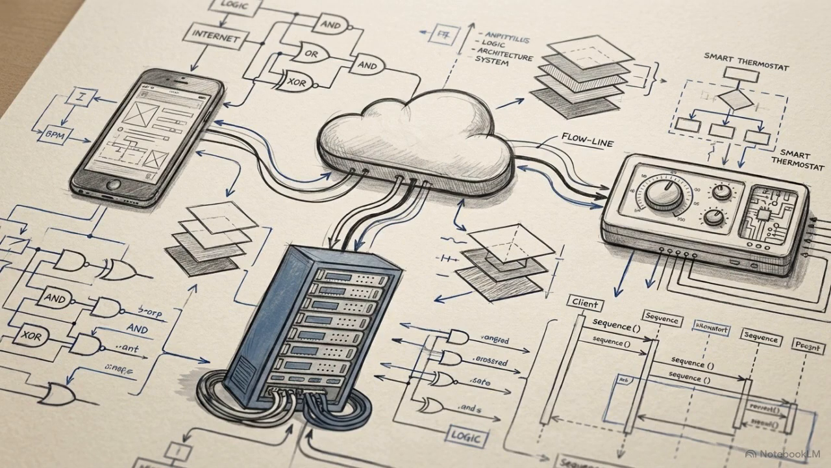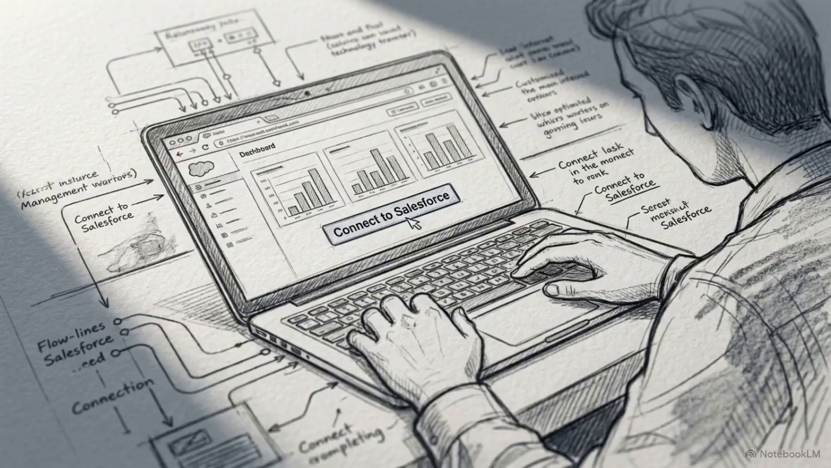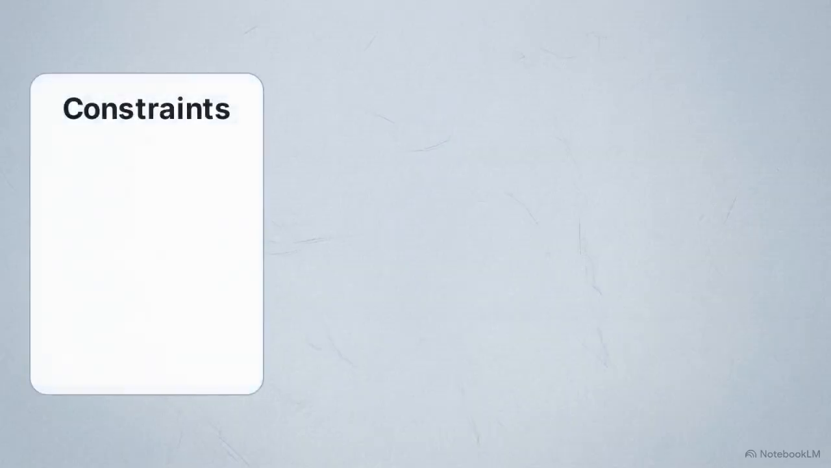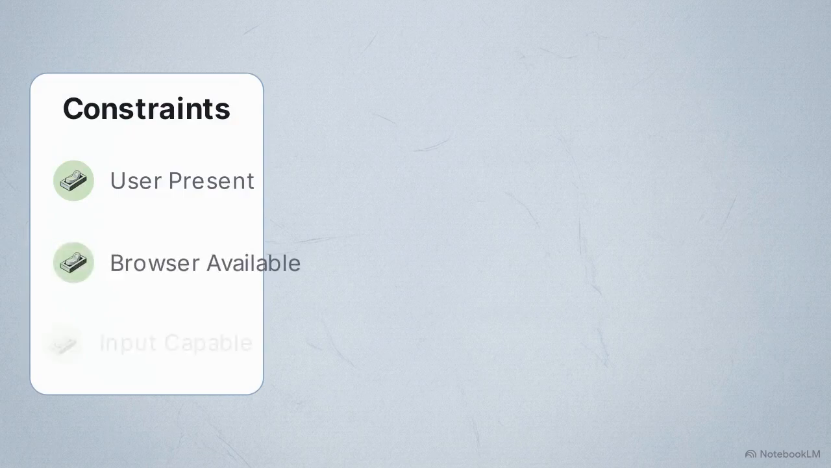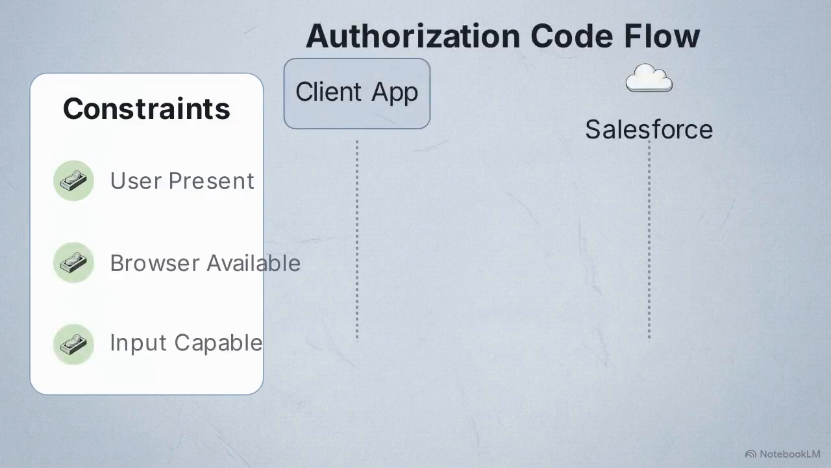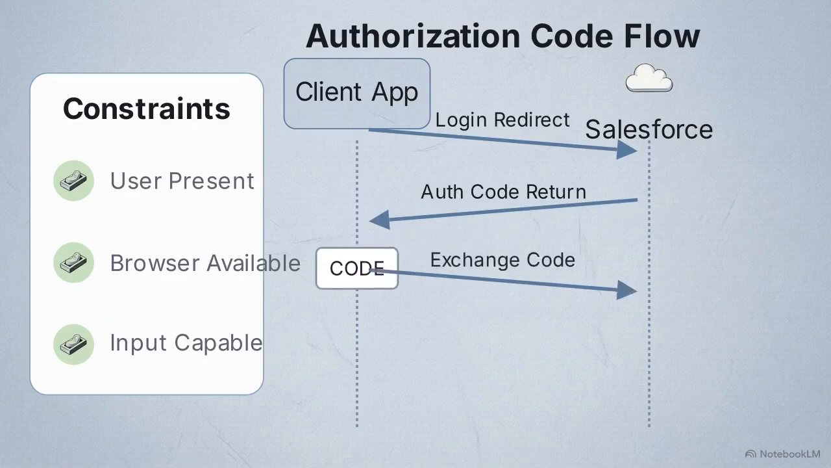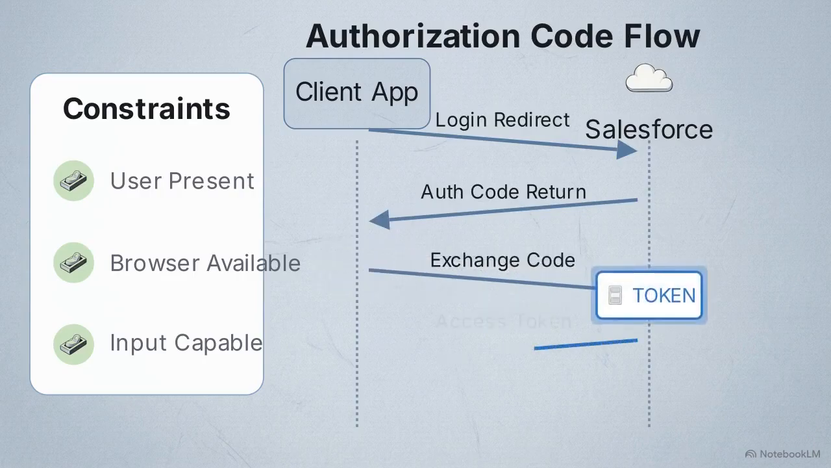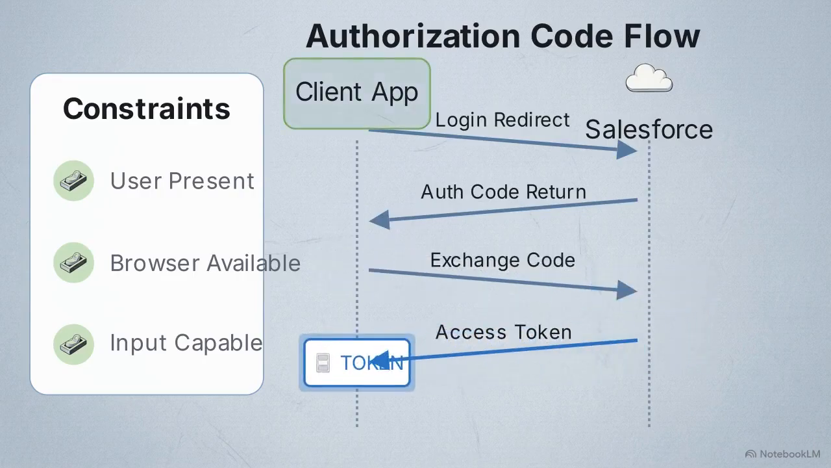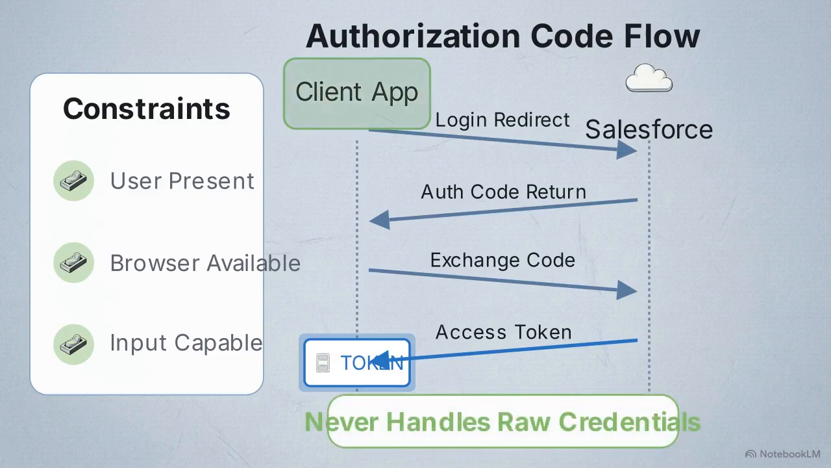Integration architecture is most effective when the authentication flow is selected to match the physical and digital constraints of the client. Consider a standard web application where a person needs to access their Salesforce data. In this scenario, a user is present, a browser is available, and input is active. These conditions enable the authorization code flow. The browser redirects the user to log in directly with Salesforce. Once authenticated, Salesforce provides a code that the application exchanges for an access token. This preferred flow ensures the client application never handles or stores raw credentials.